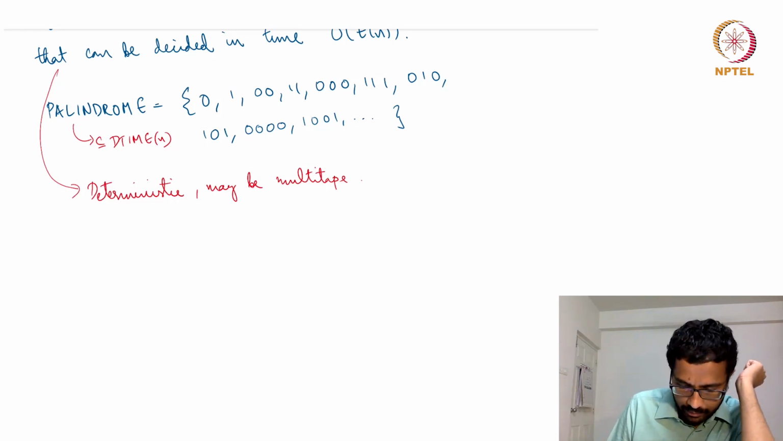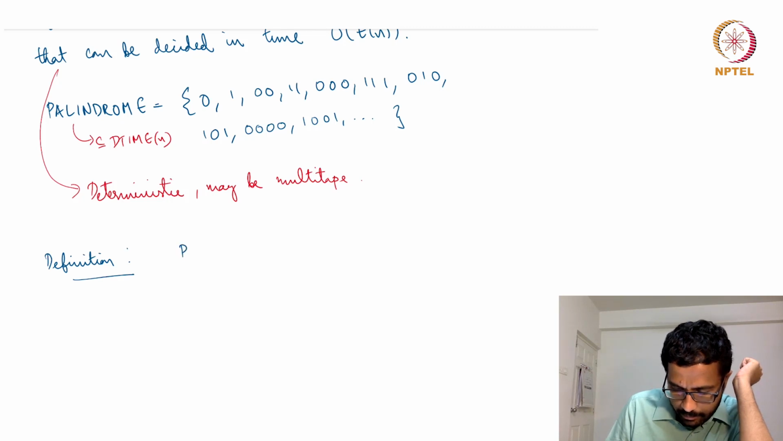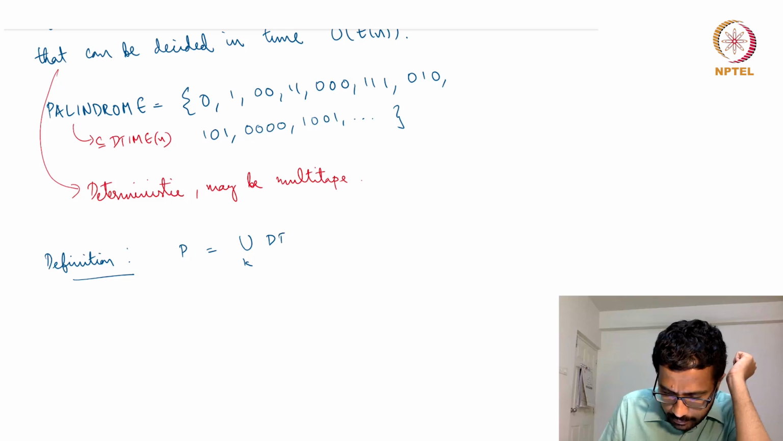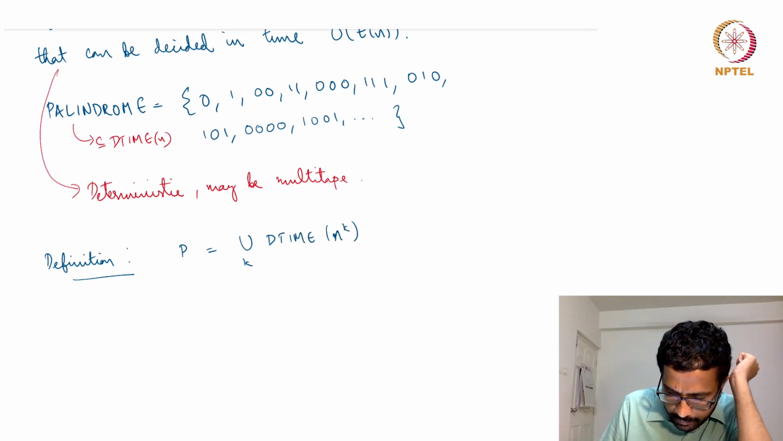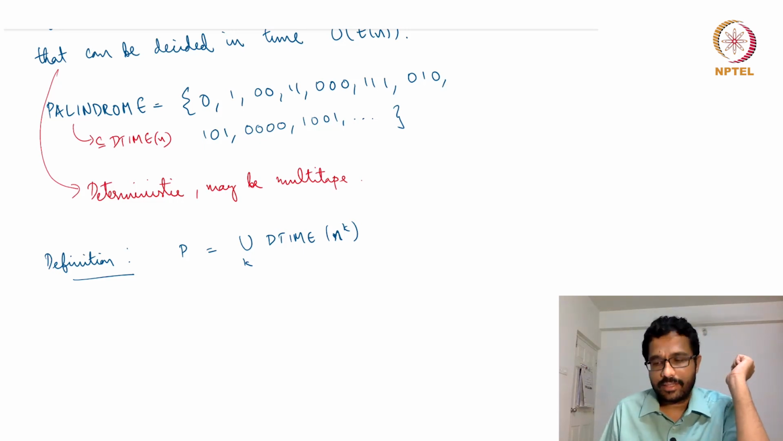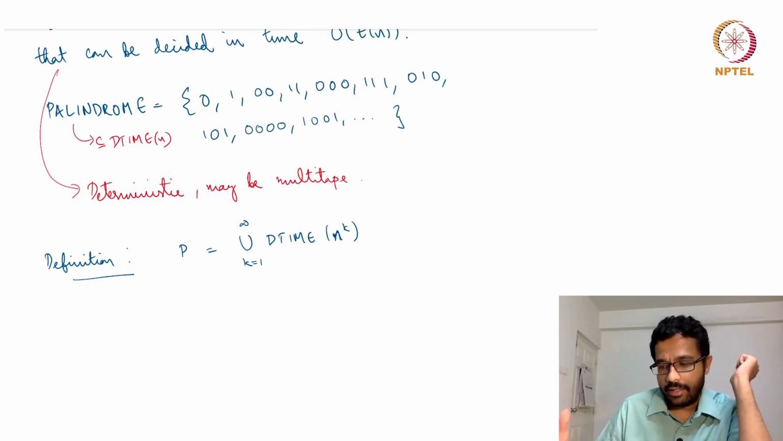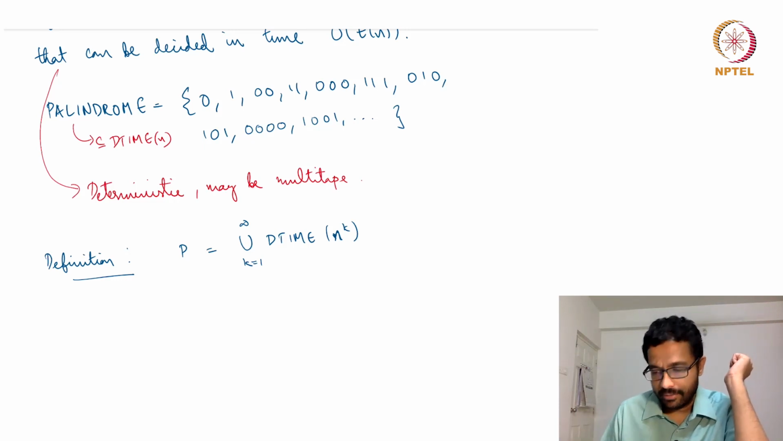And another definition, a complexity class. It's an important complexity class P. P is the union of DTIME(n^k). So n here stands for the input size. k is a constant, so you can consider k equal to 1 to infinity, so you can consider it as integers. So DTIME(n) union DTIME(n squared), DTIME(n cube), and so on, right?